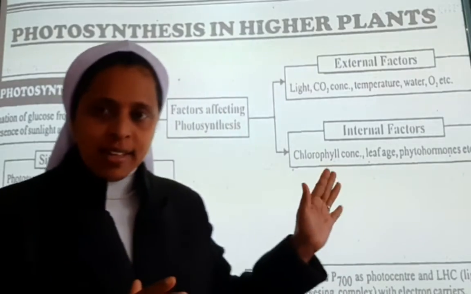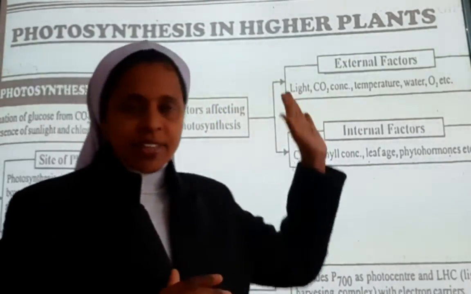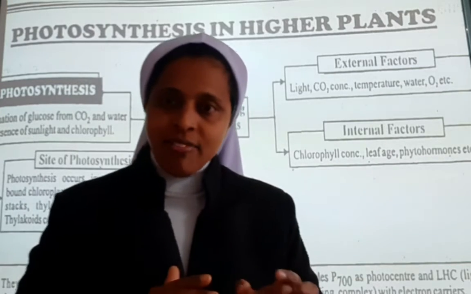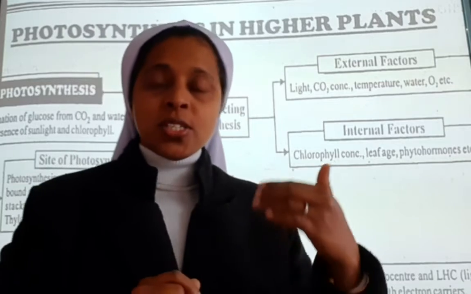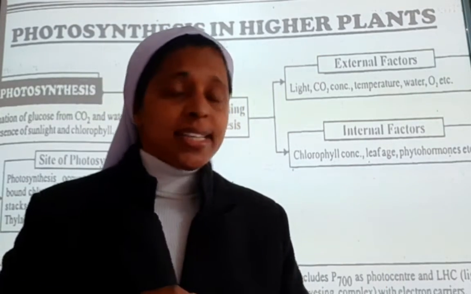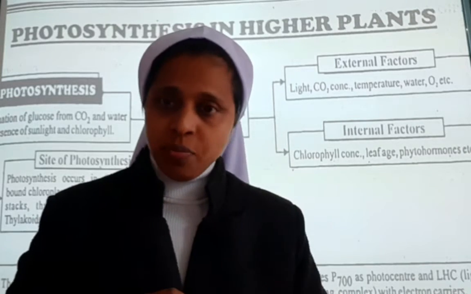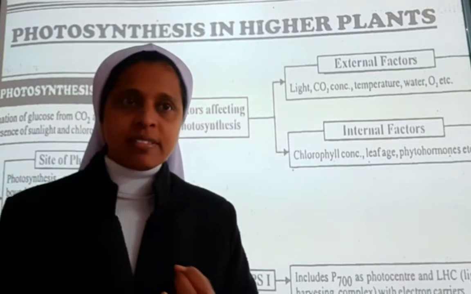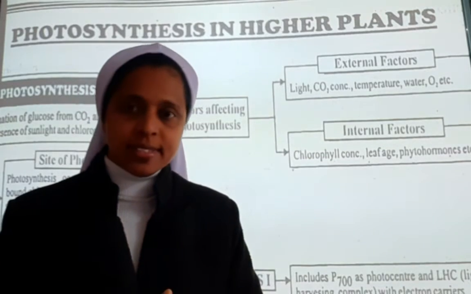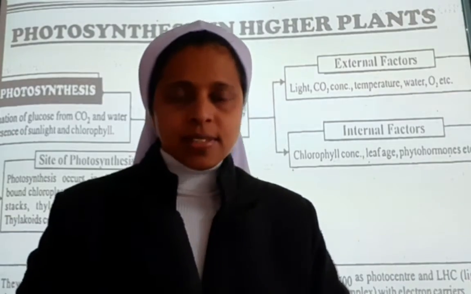So let us have the overview of this chapter. We will be learning the factors affecting photosynthesis, the external factors. At the same time, we will be learning the internal factors also. The external factors could be light, carbon dioxide concentration, temperature, or water. And in the internal factors, we will be learning chlorophyll concentration, the leaf, etc.